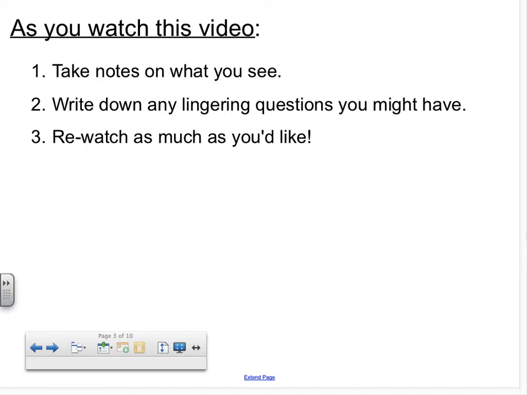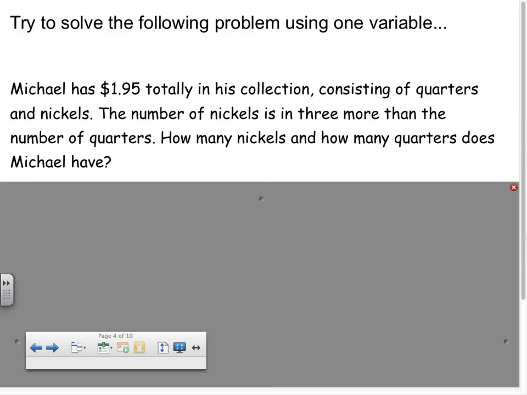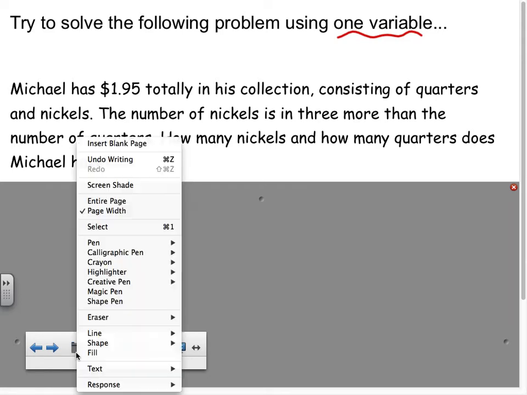What I'd like you to do first is take a look at the following problem, and in a few seconds I'm going to ask you to pause the video. What I want you to do is try to solve the problem using one variable. Don't use two variables, one variable. Okay, pause the video, try to solve the problem, and then click play when you're done. So by now, you've solved the problem, and let's see if your solution in any way matches the one that I would do.